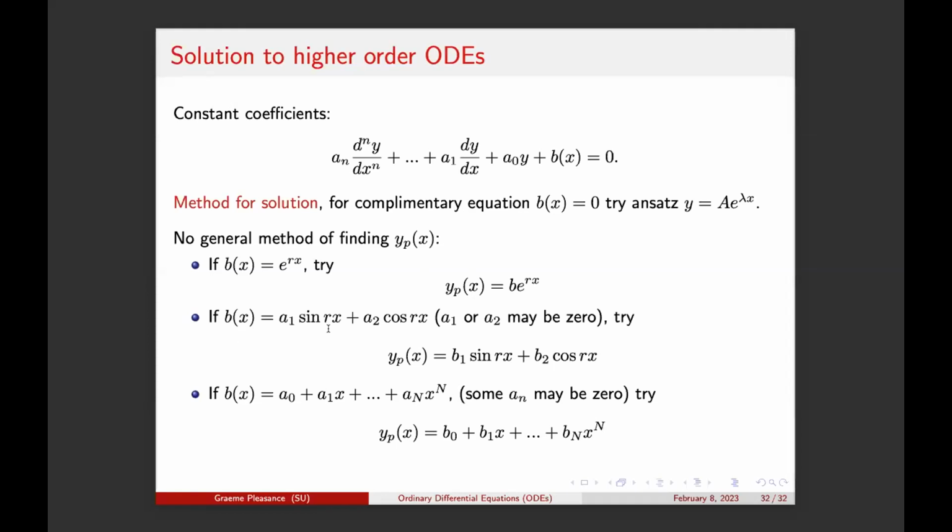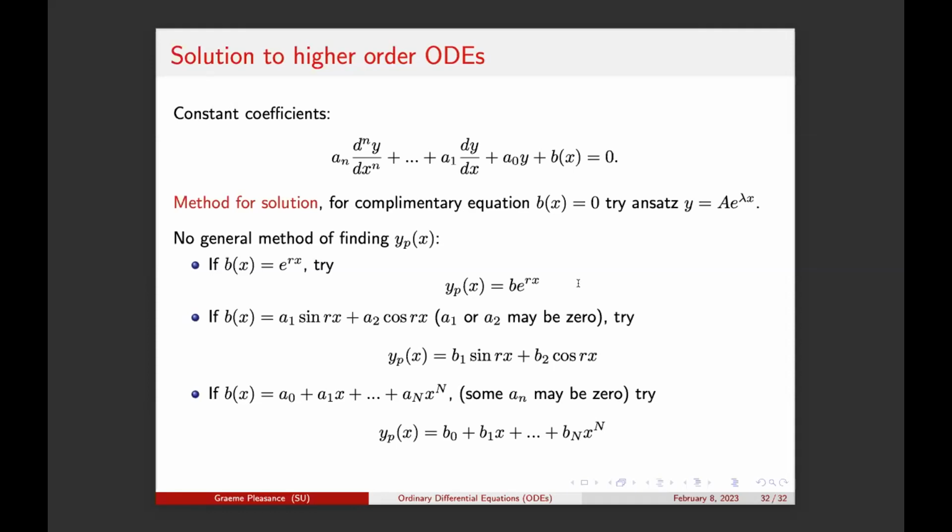In the case where this can be written as a linear combination of sine and cos terms, where potentially either one of a1 or a2 can be 0, we can again assume that the particular integral has a similar form to the function b of x, and write the particular integral in this way. And then finally, in the case where our inhomogeneous term is written as a sum of increasing powers of x, then again we can assume that the particular integral has a similar form but with different coefficients, b0, b1, etc.